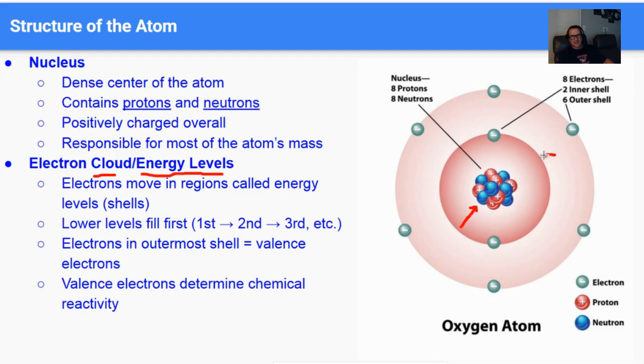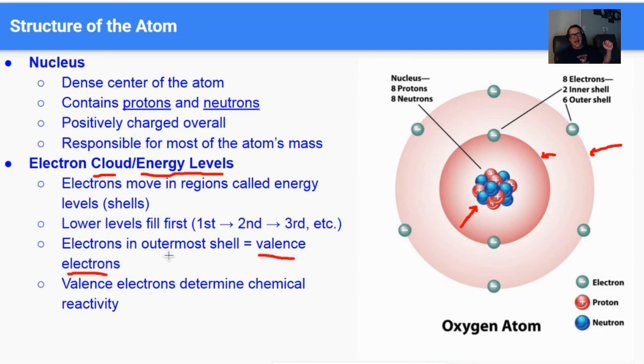So here's the first energy level right here. It holds 2 electrons and it's full because that's all it holds. Here's the second energy level. It holds 8. Oxygen only has 6. So it wants 2 more electrons in order to fill that outer shell, which are called the valence electrons.